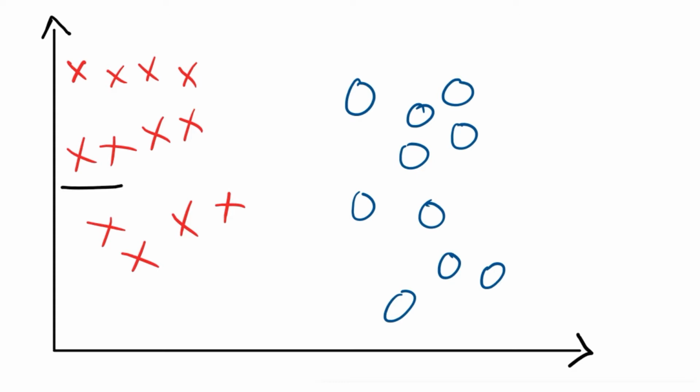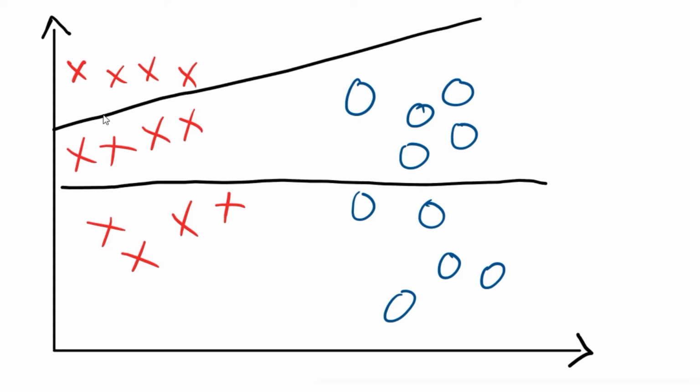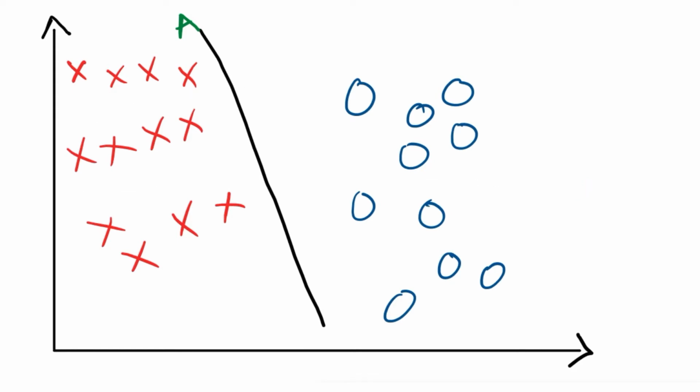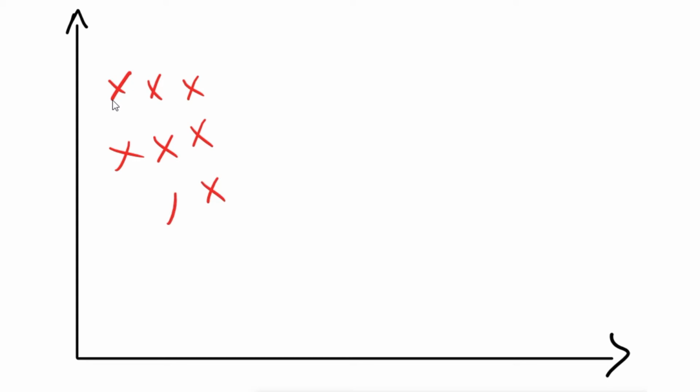classes if possible. Let me give you three lines, A, B, and C. Which line do you think separates the data, A, B, or C? Pause the video and type your answer in the comment section. And obviously, line A over here separates on one side the X's, on the other side the O's. That was easy. Let me do this again.